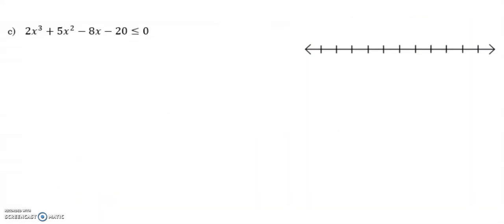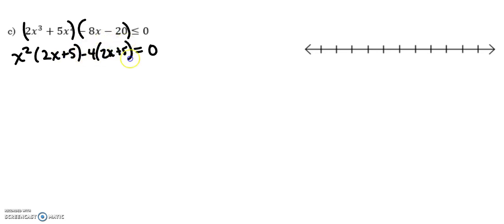Next one, we have this polynomial that is a cubic, less than or equal to 0. So I'm first going to start by temporarily thinking about what if this were equal to 0? What would my zeros be? And I'm going to factor this one by grouping. Yeah, so I'm going to group these, I'm going to group these. So I'm going to take out an x squared, I'd be left with 2x + 5. I'm going to take out a -4, and I'd be left with 2x + 5.